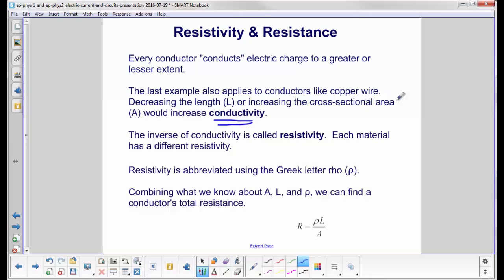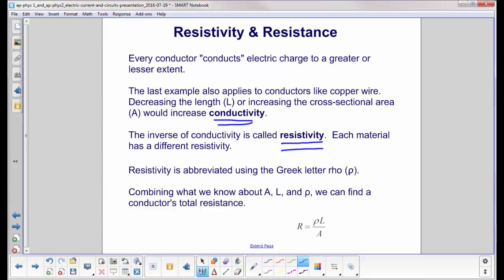When we increase the cross-sectional area of the water pipe, more water flowed. So if we apply that to a wire, more charges would flow. So by decreasing the length of a wire or increasing the cross-sectional area, we will increase the conductivity of the wire. We're actually not going to use conductivity. We'll use something called resistivity, which is the inverse of conductivity. So if conductivity goes up, resistivity goes down.